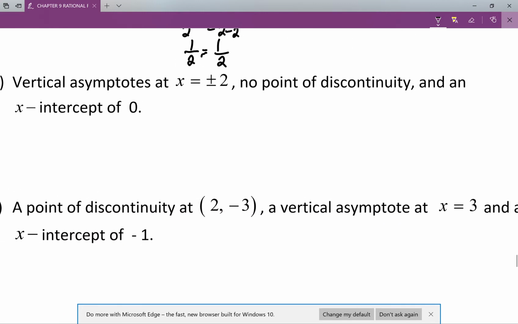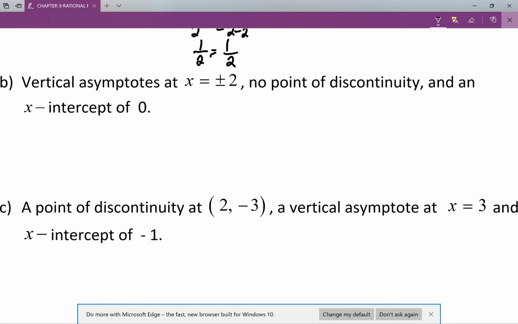Moving on, and again, if you want, you can try these out on your own and then look at my solutions. We have vertical asymptotes at x equals plus or minus 2, no point of discontinuity, and an x-intercept of 0. This one's actually going to go pretty fast. I get the x plus 2, x minus 2 in the denominator because of these asymptotes. And I have an x-intercept of 0, so I can place the x in the numerator as such.